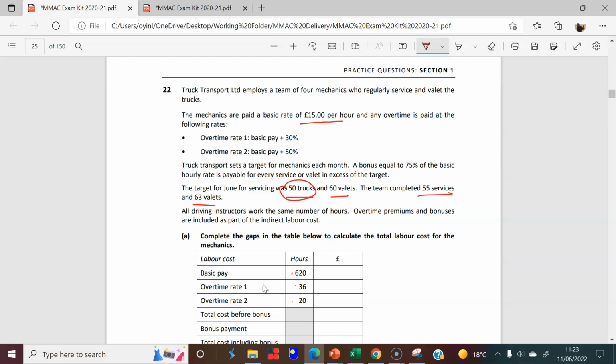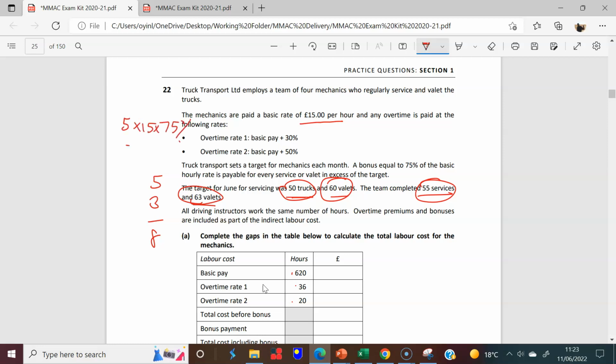So here they do 50 trucks, and we're expecting them to do 55 services. Sorry, we're expecting 50. You've done 55, so there's an extra 5. We were expecting you to do 60. You've done 63, so there's an extra 3. So in total, a total of 8 additional activities. I mean, you could have looked at them separately, but it'd still be the same thing. So it says that you get a bonus equal to 75% of the basic hourly rate paid for each service. So if you like, 5 times 15 times 75% is what is paid. 3 times 15 times 75% is what is paid. So technically this is really just 5 plus 3 times 15 times 75%.